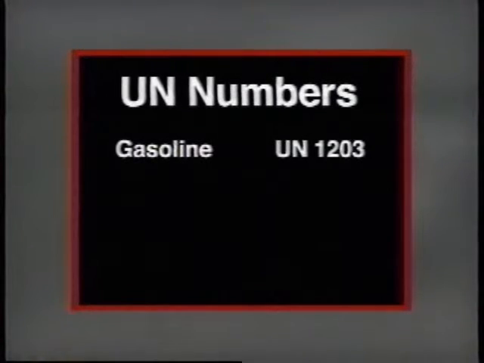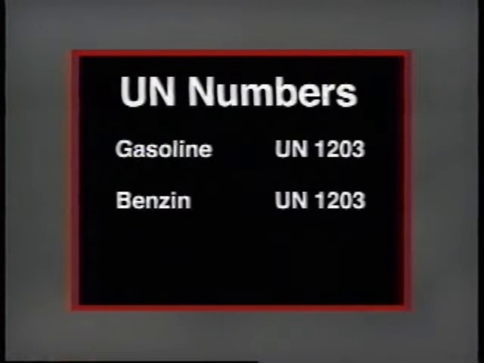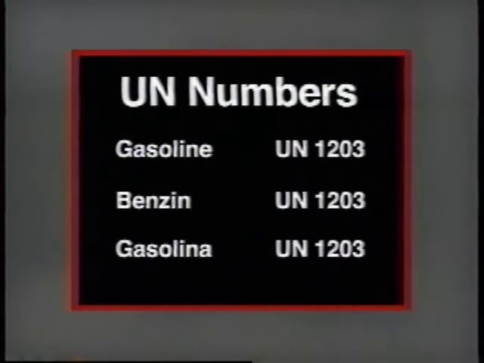The same United Nations, or UN number, is used around the world to identify dangerous goods, even though the shipping name might be different. For example, gasoline is UN 1203, even when it is called benzin in Germany or gasolina in Mexico.